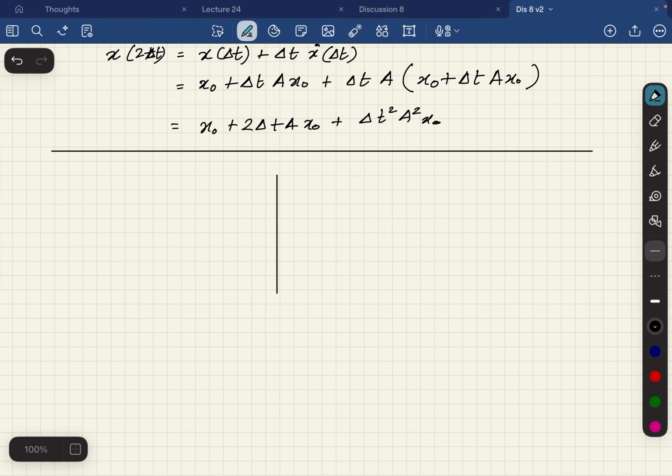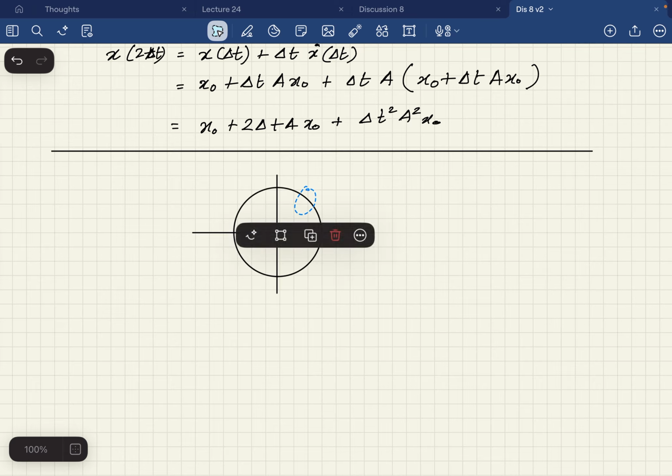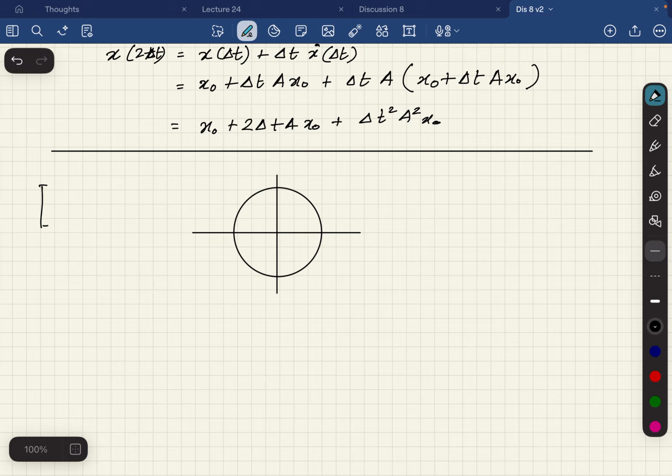So I will take a circle, a unit circle. This does not look like a unit circle. Okay, much better. So let's say I take the first matrix 1 0 0 1, and let's say I take a few vectors on this unit circle, like I mark these. Okay, so this is the vector that denotes this point.